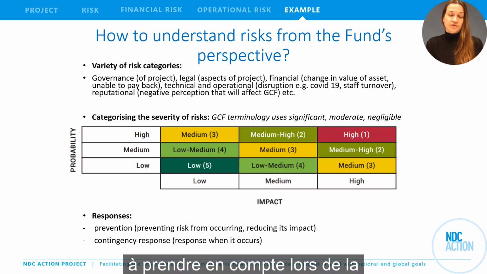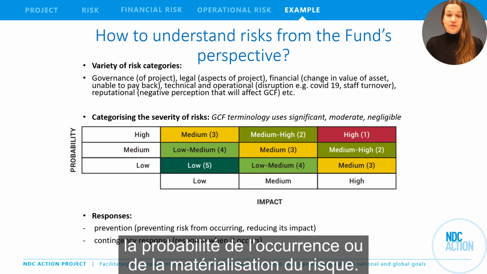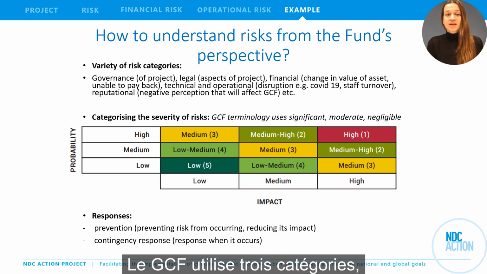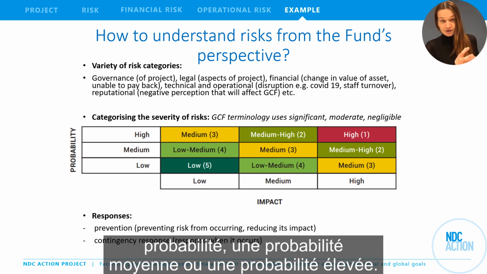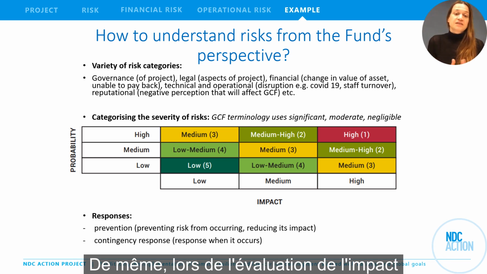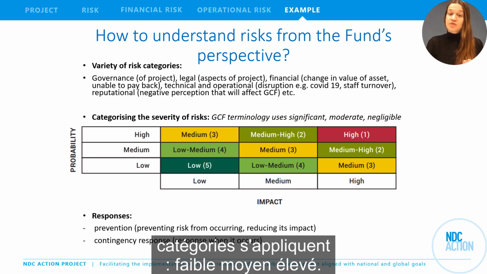When categorizing the probability, that is the likelihood of the occurrence or the risk materializing, GCF uses three categories: low probability, low likelihood, medium, or high. Similarly, when assessing the impact in the event of the occurrence, the same three categories apply: low, medium, high.